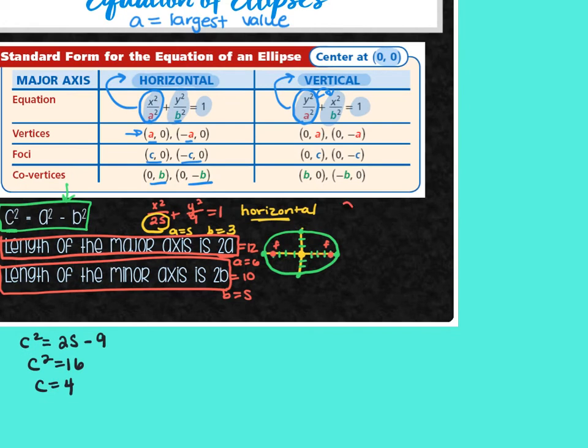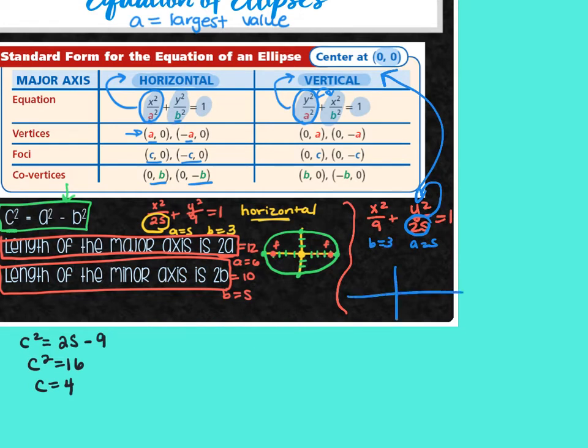So this would change to a vertical if it said x squared over 9 plus y squared over 25 equals 1. So now the a is under the y, which would make it vertical. My a is still 5. My b is still 3. My center's still at 0, 0. So I would go up and down the a this time. 1, 2, 3, 4, 5. Down 1, 2, 3, 4, 5. And right and left the b. And then my focus would be 4 up and 4 down along my major axis.